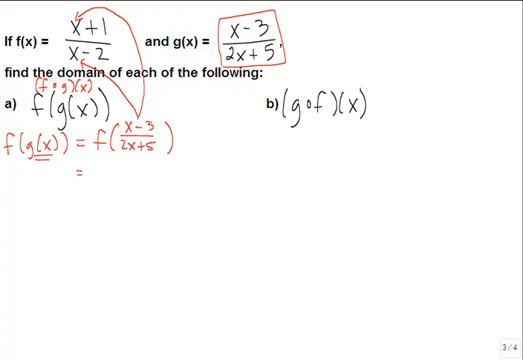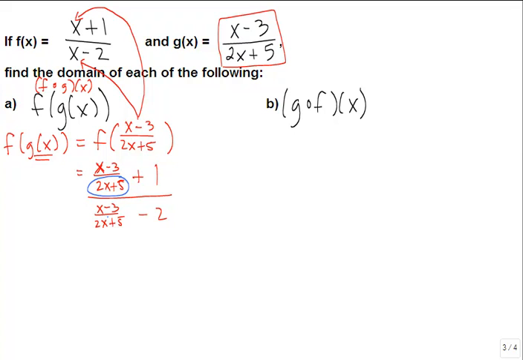We're going to take our input, which is this whole big fraction, and we're going to add 1 to that, and then we're going to divide all of that by whatever our input is, which was that whole fraction, and we're going to subtract 2. So since f and g were both fractions, we get this fraction within a fraction, which is called a complex fraction. So how do you go about cleaning this up so that it's a little bit more manageable to deal with? Well, there's a nice little trick here, and that is to look at all your denominators.